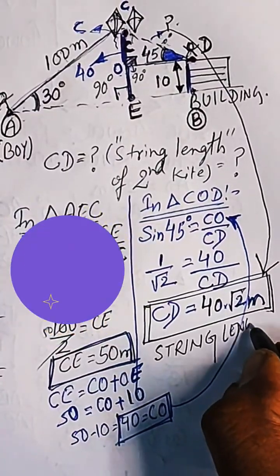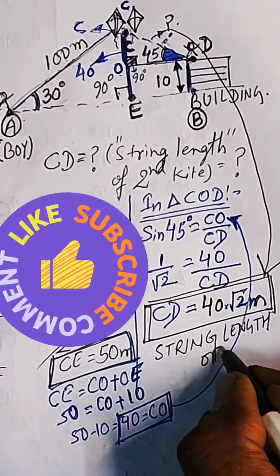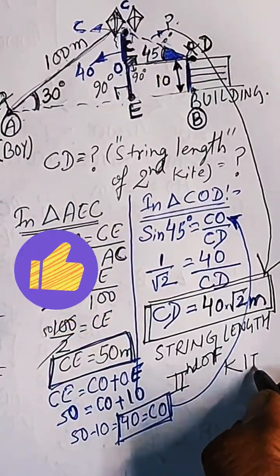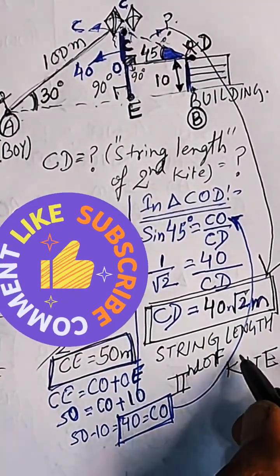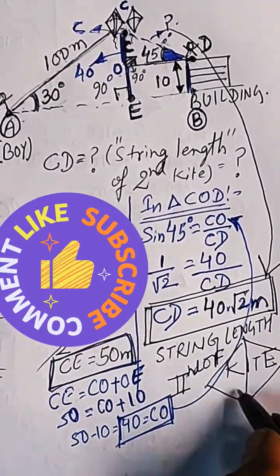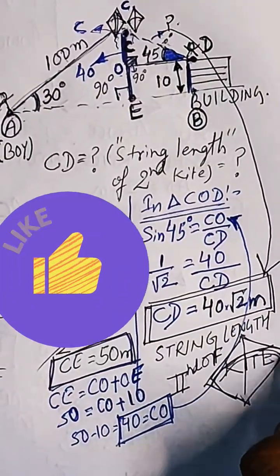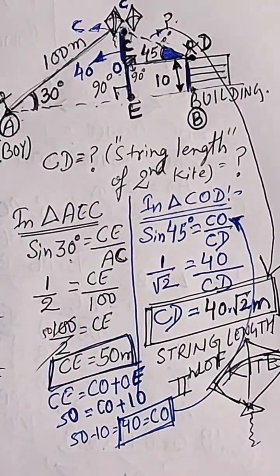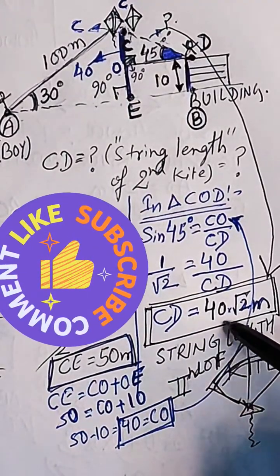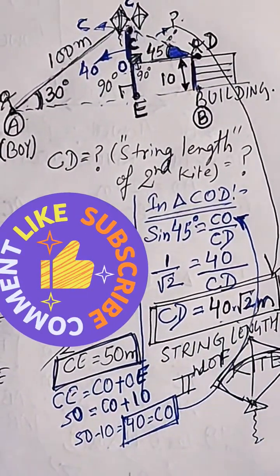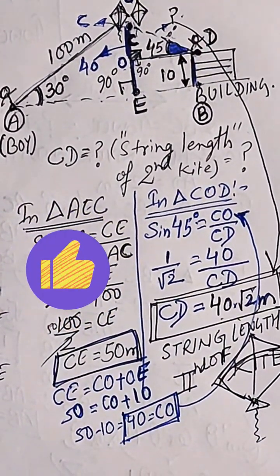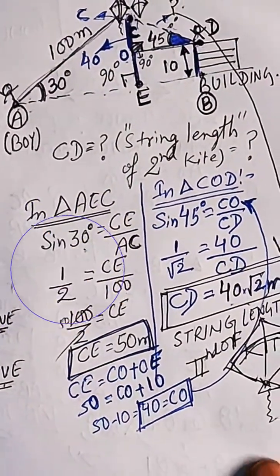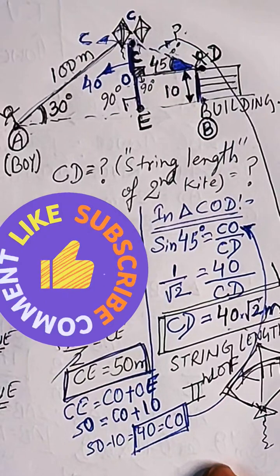This is the string length of the second kite. So the string length of the second kite is calculated as 40 root 2 meter, my dear friends. This is a very good question, and you can just take it as a practice question from height and distance, my dear friend. This is a very good question. That's why I brought it today for the discussion in the live session.